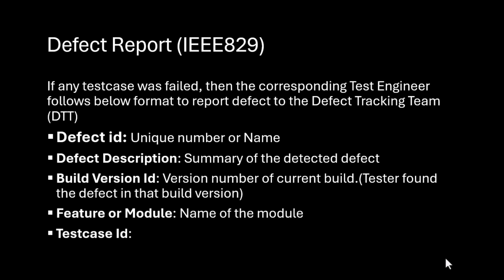What is defect reporting? Now we'll start about defect reporting. First, we'll discuss what is a defect report. A defect report is nothing but a document where we log a bug that we found during testing. It tells the developer exactly what went wrong, how to reproduce it, and why it needs fixing.